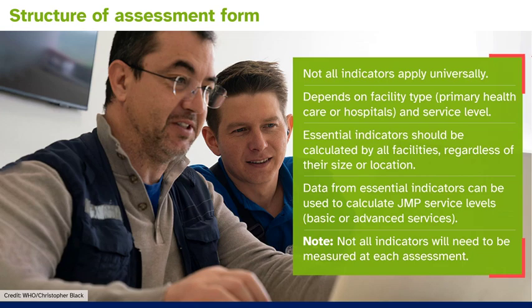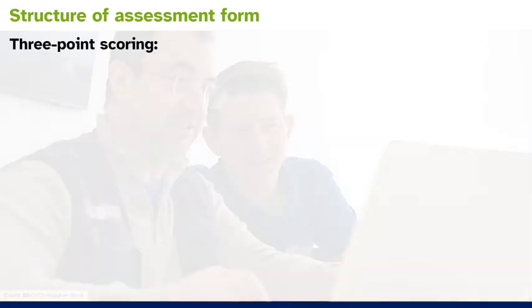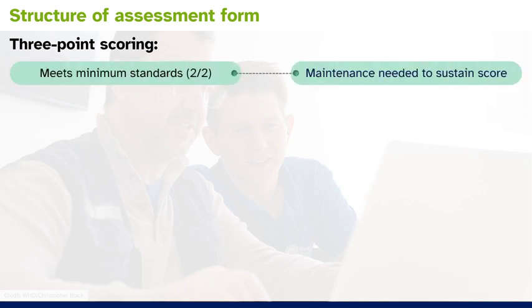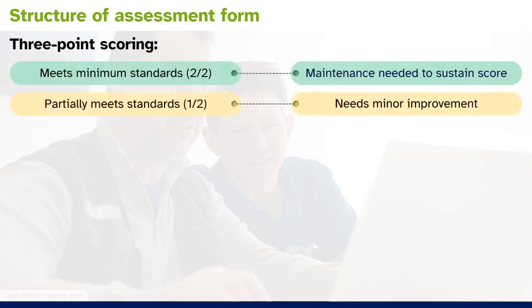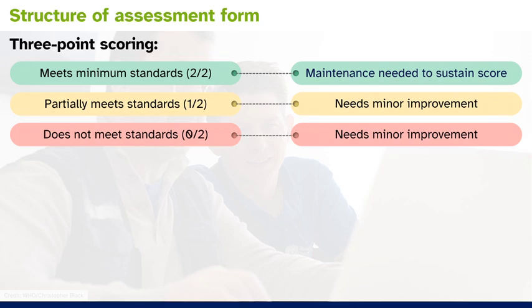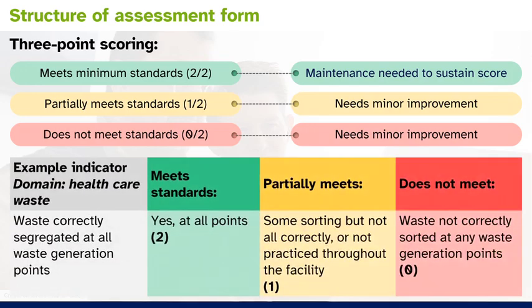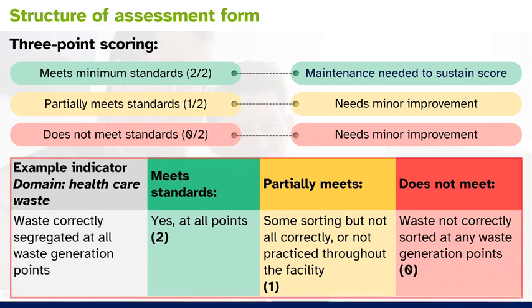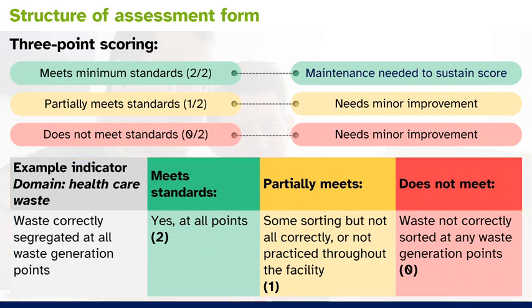Indicators are scored according to 3 levels: meeting minimum standards, partially meeting standards, or not meeting standards, shown here in green, yellow, and red. These contribute to the facility's overall score, measured as a percentage. The idea is that facilities should make incremental improvements to work their way up to meeting minimum standards. Alternative scoring systems can be used if preferred. An example of how indicators are scored is shown here. This one is on waste segregation.